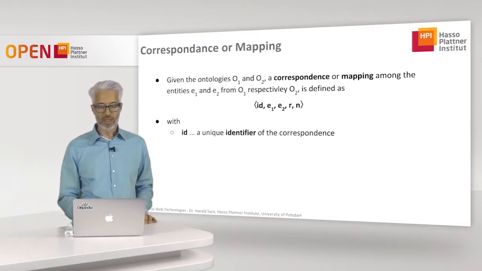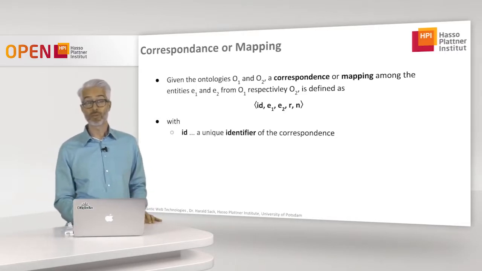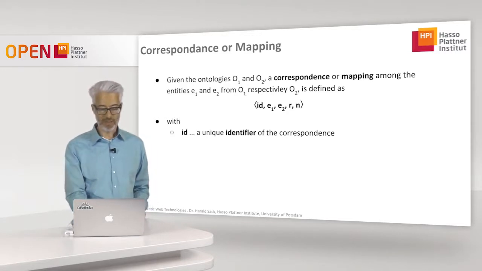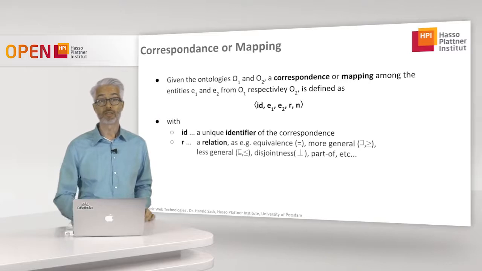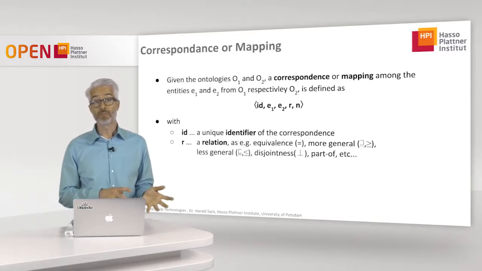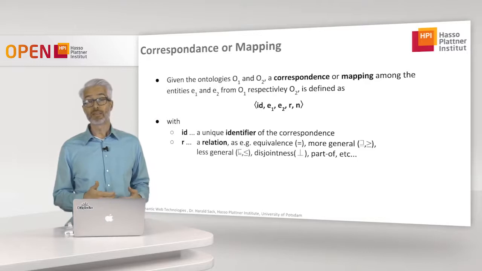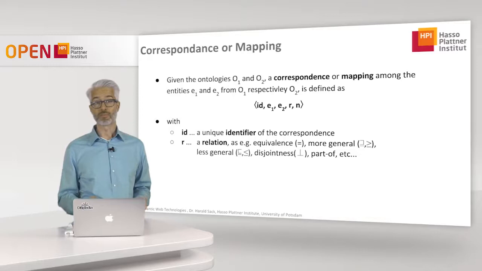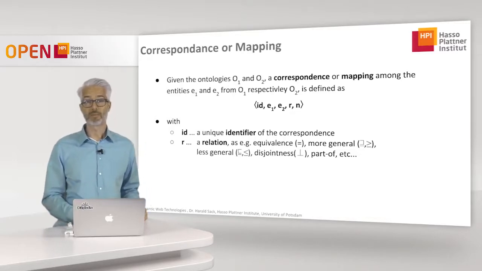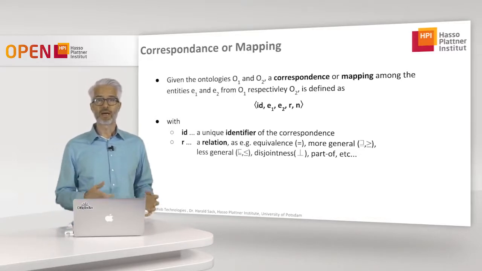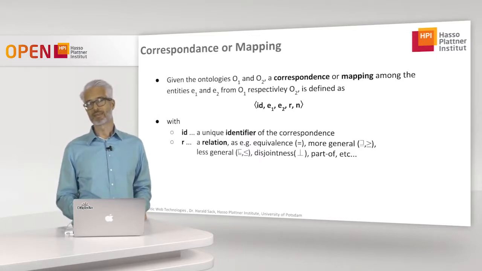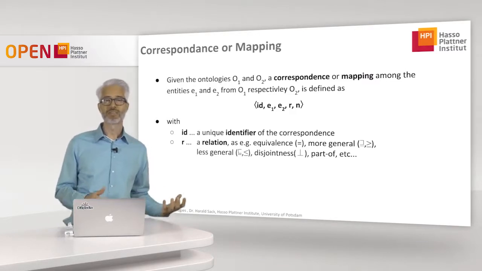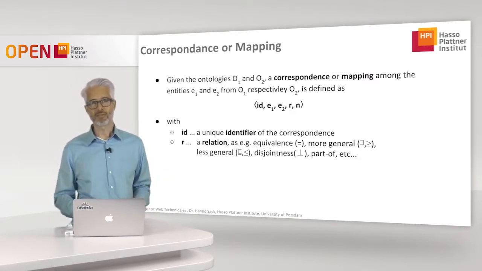First of all, we have a unique identifier. Simply, we also want to be able to address this correspondence or mapping. So this might be, for example, a URI. And then we have a mapping relation. In the simplest way, it's an equivalence between two entities, E sub 1 and E sub 2. But it can also reflect a hierarchical relationship, so that it says it's greater than, or more general, or less general than. It can also express a disjointness. It can express a part of, and so on.